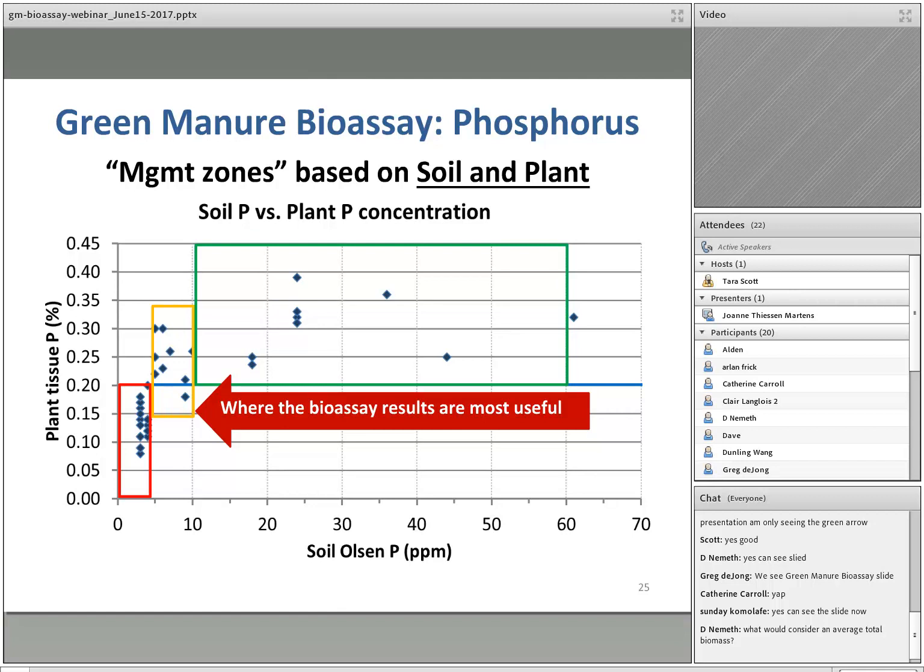So if there's any doubt about whether it's useful to do the test or not, and you have some soil test results, you can use that. If they are in that 5 to 10 range, it is probably a good idea to do the test. If they're above 10, it's probably fine. If they're 4 or below, Olsen P, then it is wise to add a phosphorus source as soon as possible.